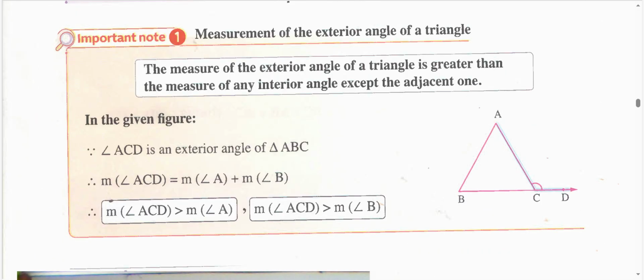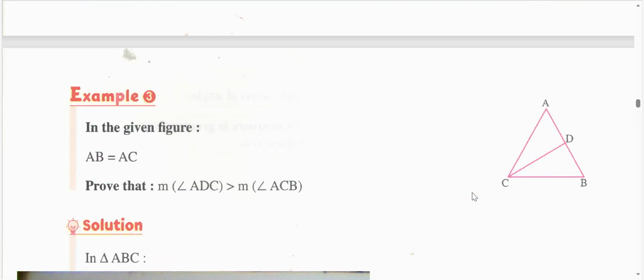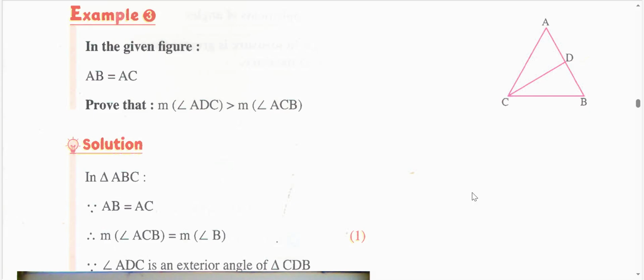Important notes about exterior angles. The measure of an exterior angle is greater than an interior angle that is not adjacent. The measure of the exterior angle of a triangle is greater than the measure of any interior angle except the adjacent angle. This angle we call adjacent. The measure of angle C is greater than the measure of angle A and greater than the measure of angle B.